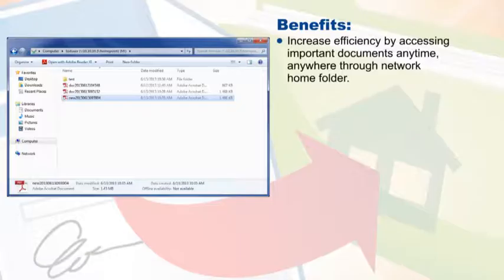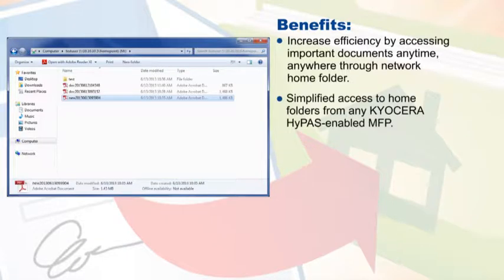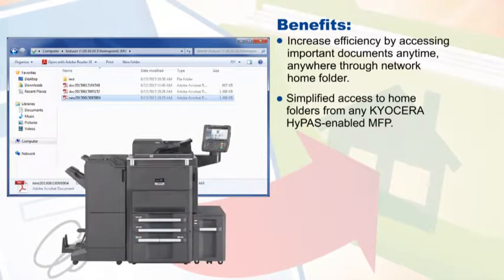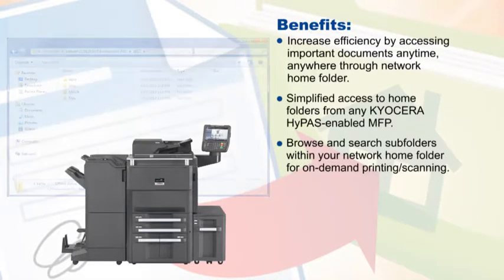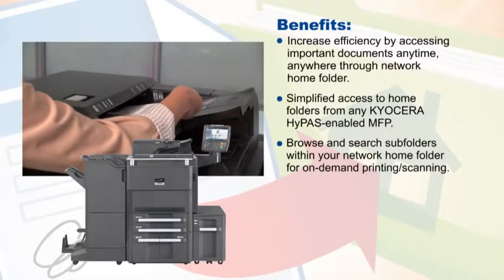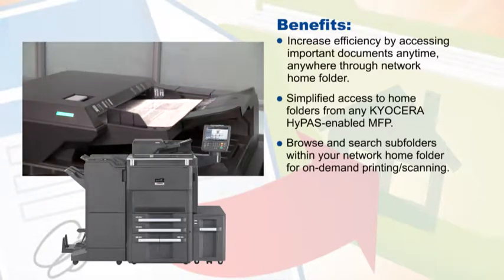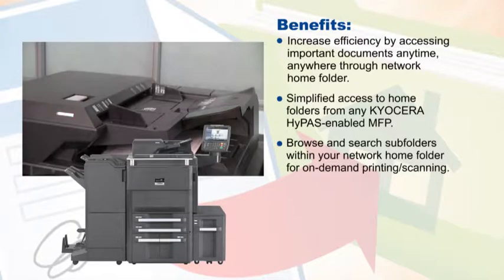To maximize productivity, Kyocera HomePOINT Advanced offers a bidirectional connection between the files stored in your home folder and your high-pass-enabled Kyocera MFP. This full version of Kyocera HomePOINT allows you to browse and search subfolders within your home folder, create new subfolders, and print from or scan to those folders. When scanning files, this saves you the extra step of having to go back to your PC and move a document to the proper place.